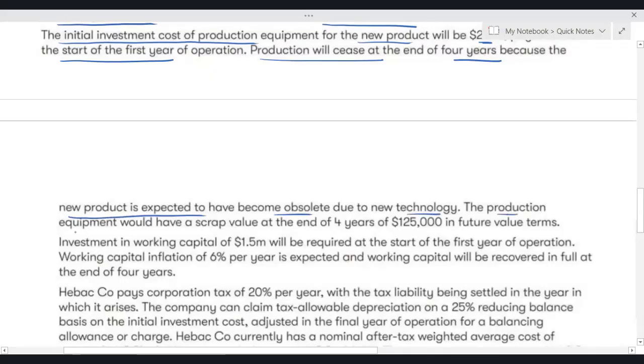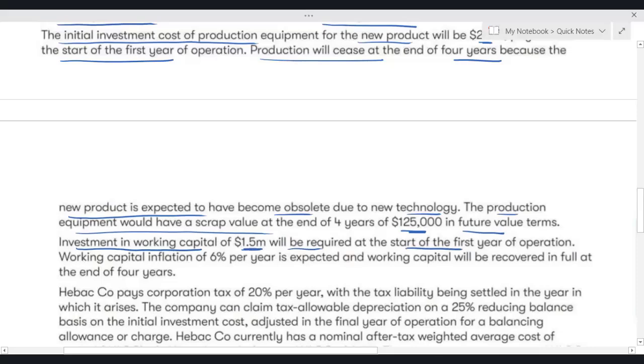The production equipment would have a scrap value of 125,000 in future value terms, so it is logically in nominal terms. So 125,000 is a value at T4. Investment in working capital is 1.5 million, and will be required at the start of the first year of operation.